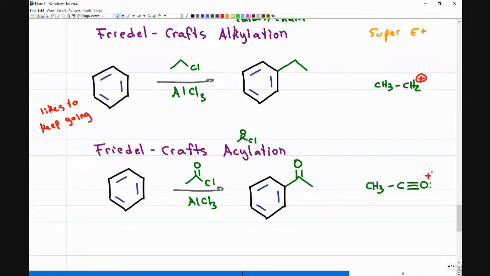And even though oxygen is the one carrying the charge, ultimately, oxygen is so unstable, it's pulling on the electron density, making the carbon very partially positive, and the carbon is ultimately what gets attacked. And that is why it's the carbon that's attached to the benzene ring and not the oxygen.